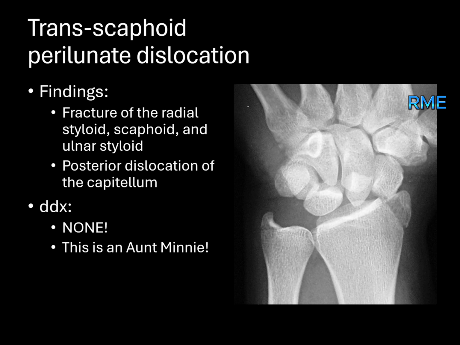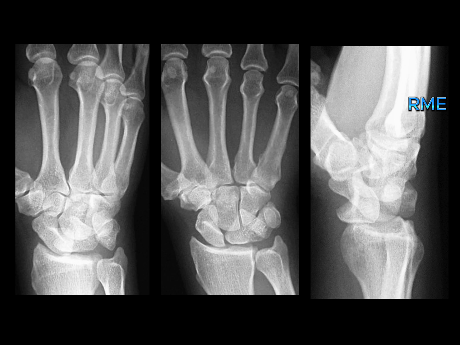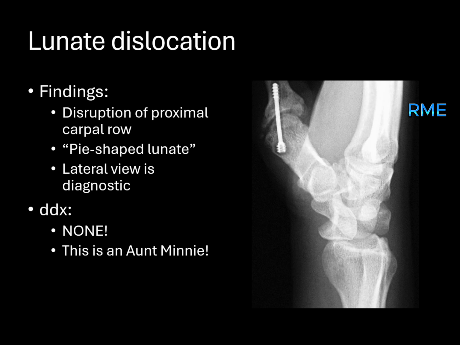What do you notice in this image? This image shows disruption of the proximal carpal row with a pie-shaped lunate. This is indicative of a lunate dislocation. Differential diagnoses include none, as it's another Aunt Minnie.